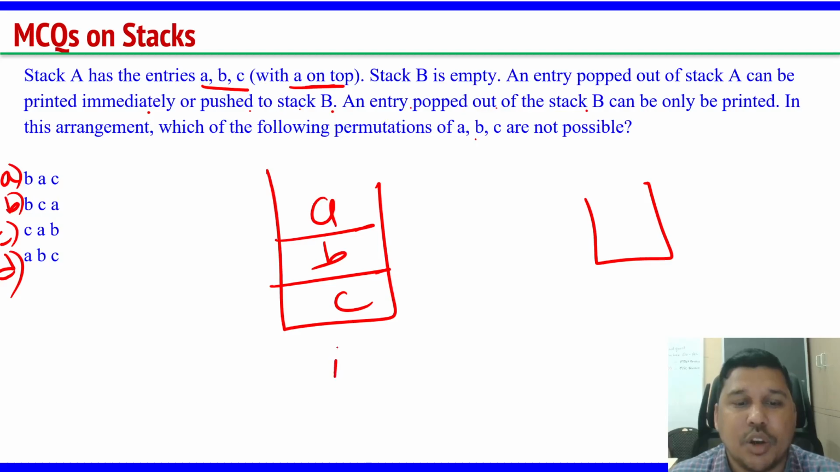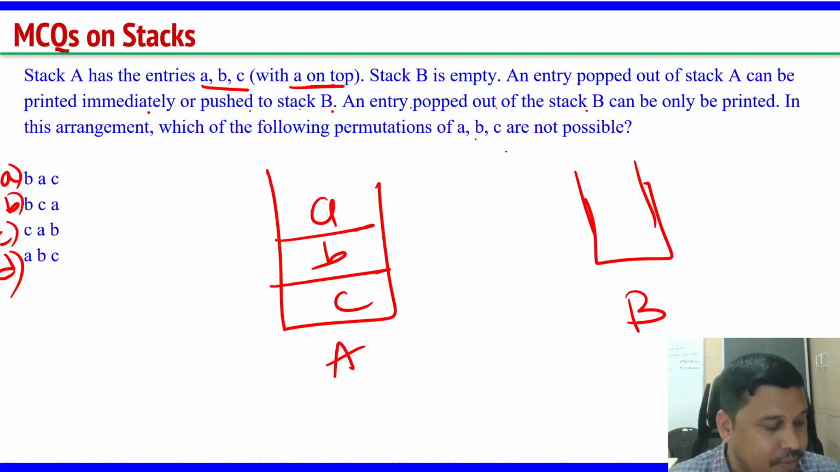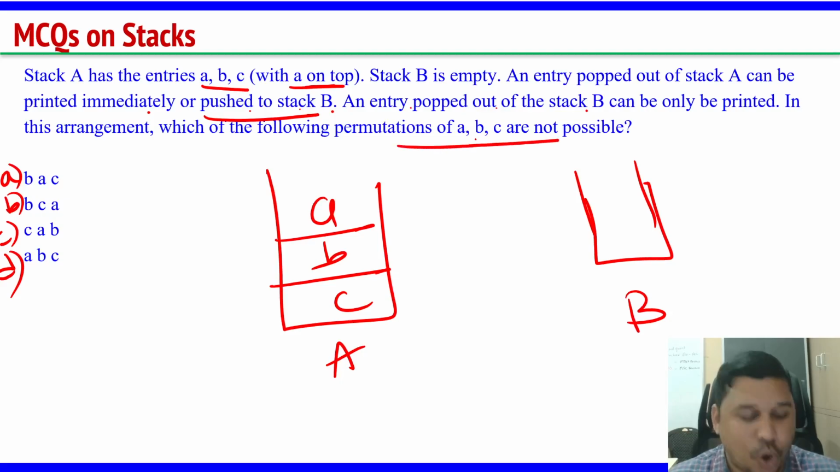Logic is simple. You have stack A and stack B here. There is no size given for either of the stacks, right? An entry popped out of a stack can be printed immediately or it can be pushed onto the other stack. So using this logic, you tell among the following combinations which permutation is not possible. Which permutation is not possible? Give a try to solve this problem and tell which one of the following permutations is not possible.